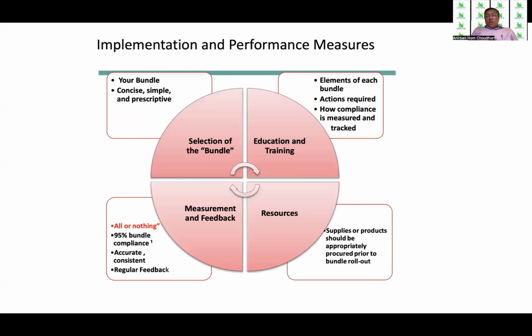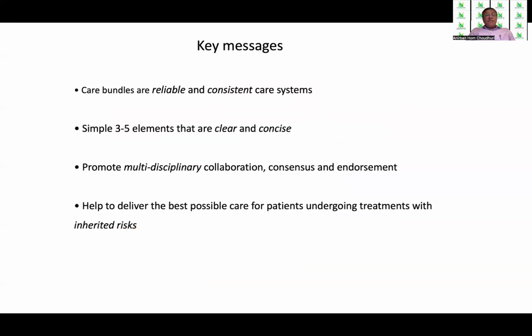rates. Wherever we use care bundles, selection of the bundle is important because the bundle has to be concise, simple, and prescriptive. The elements of each bundle should be assessed properly. Actions are required whenever they are implemented during education and training. Then measurement and feedback are necessary, and the resources need to be checked because supplies or products should be appropriately procured for bundle rollout. The key messages are care levels, bundles, and reliable and consistent care systems.